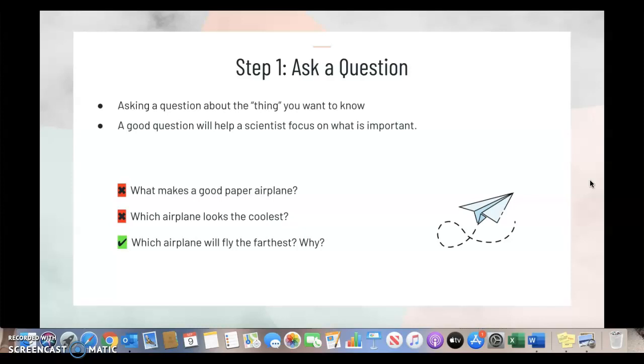Okay, so for us, it's not a great question just to ask, what makes a good paper airplane? It's not super specific. Do you mean which one is the longest? Which one looks the best? Which one has the most folds? Which one looks the coolest? None of those you can really collect data from. They're all more opinion-based, okay? We want to make sure we can gather some data and draw some conclusions. So a better question is which airplane will fly the farthest and why? We can gather data, we can try to draw conclusions from it and figure out why, okay? So a very specific question.